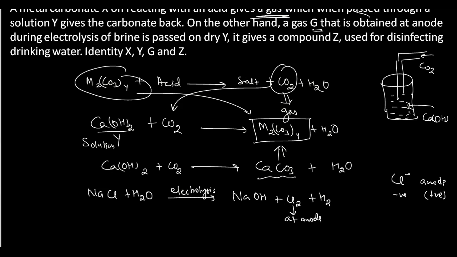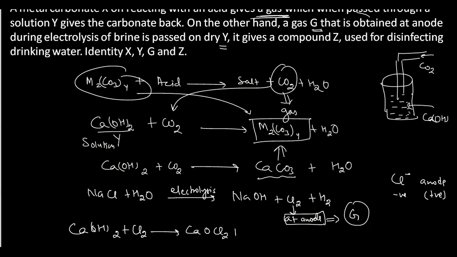So this is at anode, and we will call it क्या बोलेंगे हम इसको? That will be the G gas. So it is being said that a gas G that is obtained at anode during the electrolysis of brine when passed on dry Y, जब हम लोग उसको dry Y से pass करते हैं, तो we have the Y solution this one. Now the same we have to take कि this one Ca(OH)2, जब हम लोग इसको dry Y से pass करते हैं chlorine gas जो obtained हुई थी G, so it will give you compound Z, तो एक Z compound देता है, that is bleaching powder CaOCl2 plus water, and this is called the Z compound.